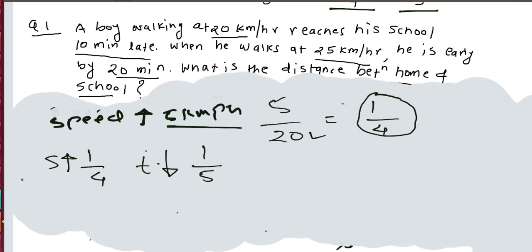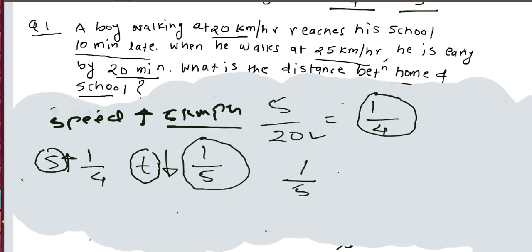So this is the original time. The original speed is getting increased by 1/4, therefore the original time will decrease by 1/5. That decreased time is given to us. The decreased time is nothing but 30 minutes, because he was reaching at 8:10, now he is reaching at 7:40. So 1/5 of the original time is equal to 30 minutes, that's given to us. Therefore the original time t is equal to 150 minutes.